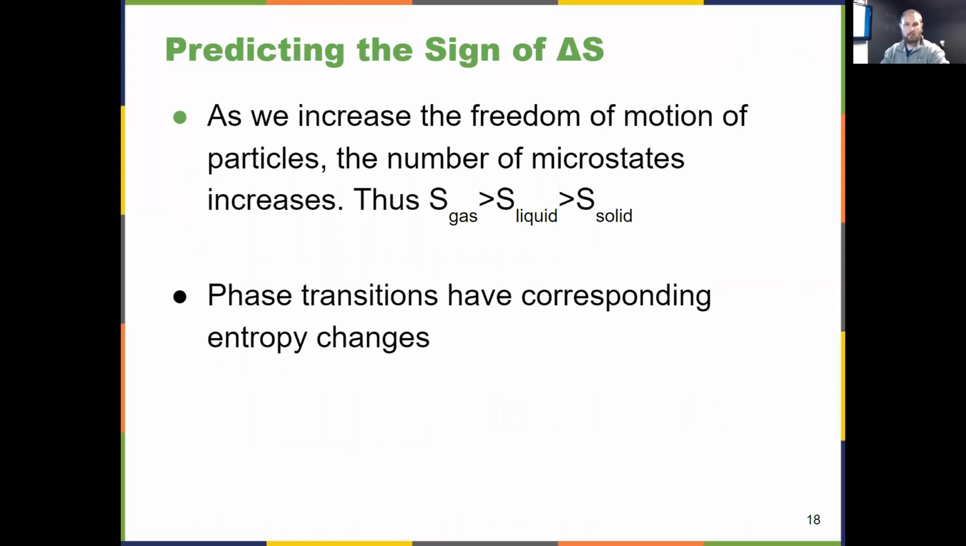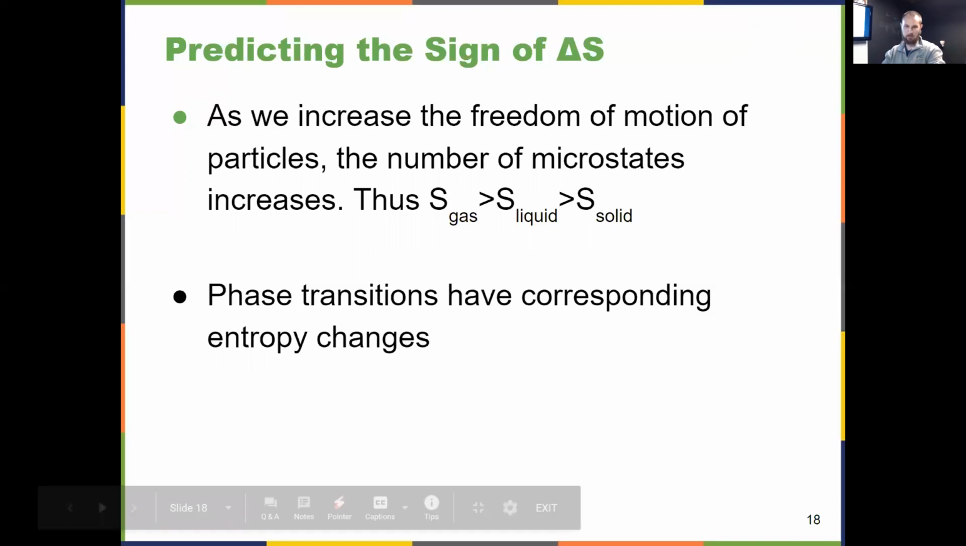Because if we increase the freedom of motion of our particles, and they can move about more, then the number of microstates naturally increases. Because remember, microstates dealt with both energy and location. So if things can move around to more locations, that tells us that the entropy of a gas is higher than the entropy of a liquid, which is higher than the entropy for a solid. As you go from a liquid to a gas, from a solid to a liquid, or from a solid to a gas, any of those would increase the overall entropy of the system. And your phase changes in between those.